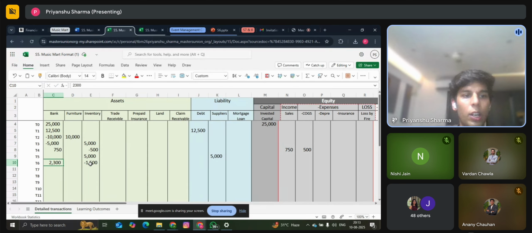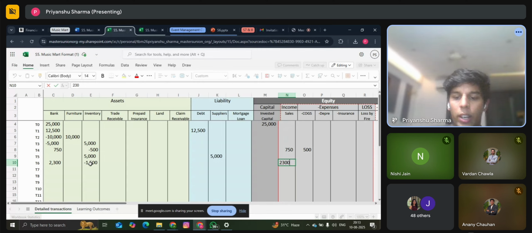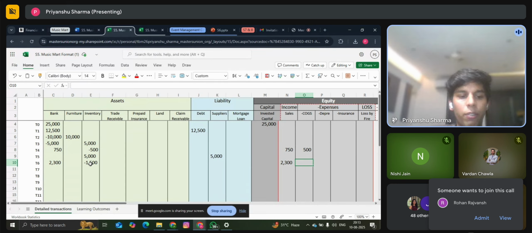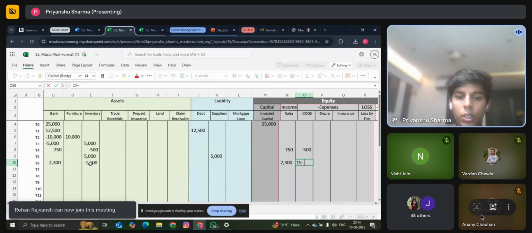This entry will also come in the income statement because again, buying and selling of goods and services is involved here. So we're going to record this in the income statement as well. Sales, I would take it up by 2,300, and COGS, that is the cost of the goods that we have sold, is 1,500. 1,500 was it? Yeah.